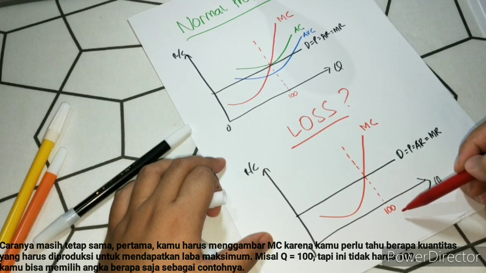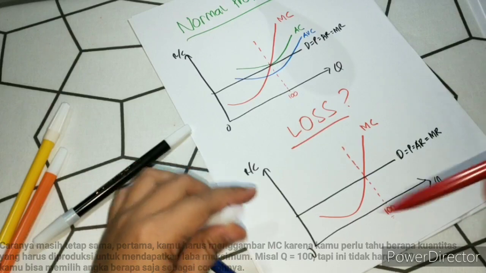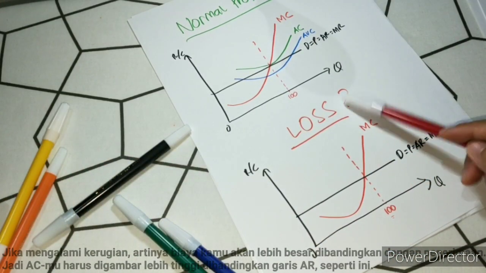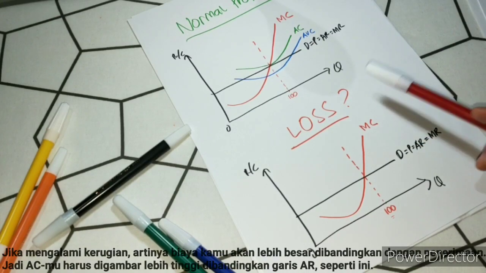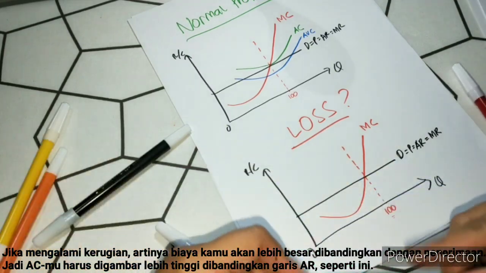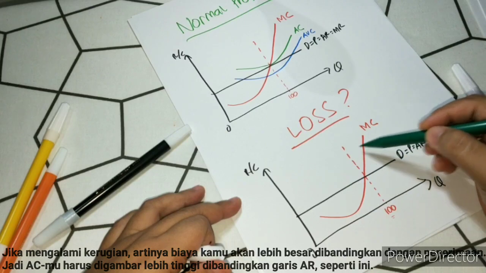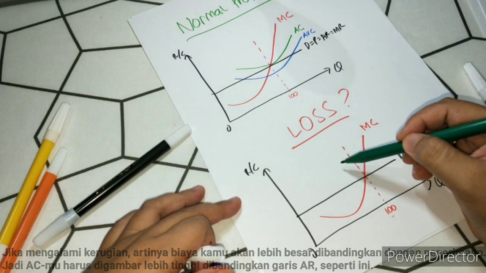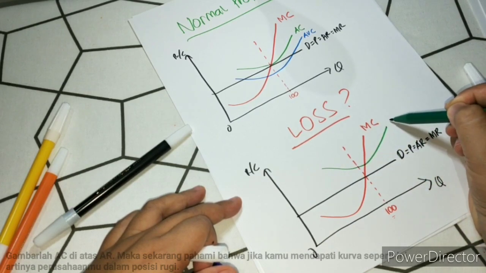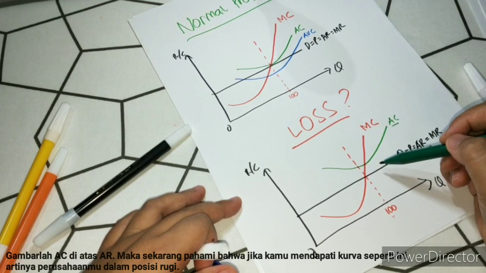You can change the number as many as you want. You can change it to any number if you want. Okay, so if this is a loss, it means your cost will be bigger than your revenue. So your average cost has to be bigger than your average revenue. So you have to draw it above the average revenue line, like this one. So you draw your average cost above your average revenue.